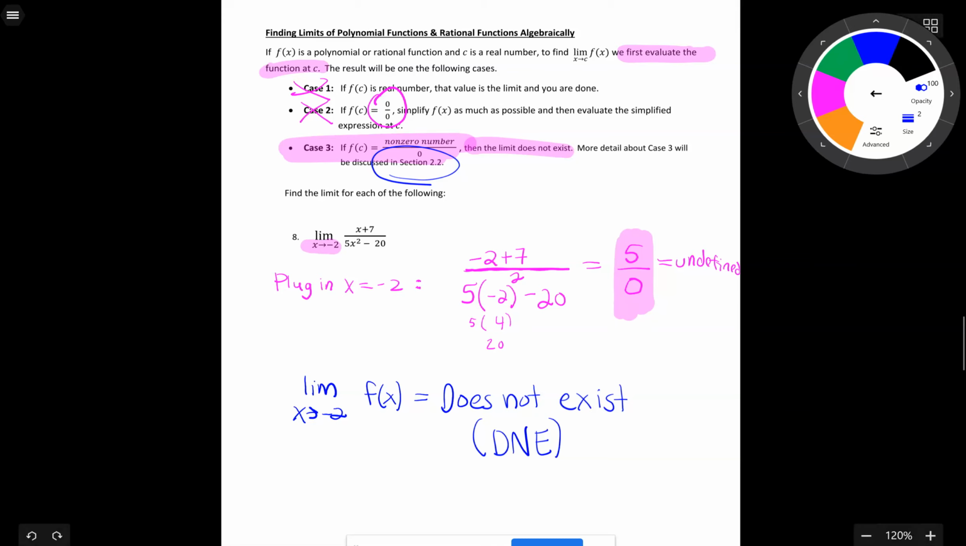So case 1 and case 3 are the nice ones, right? Case 1 is nice because you get a real number and you're done. Case 3 is nice because it just doesn't exist. Case 2 is the case where you have to do some more work. Okay. Any questions on this one before we navigate to a piecewise function?